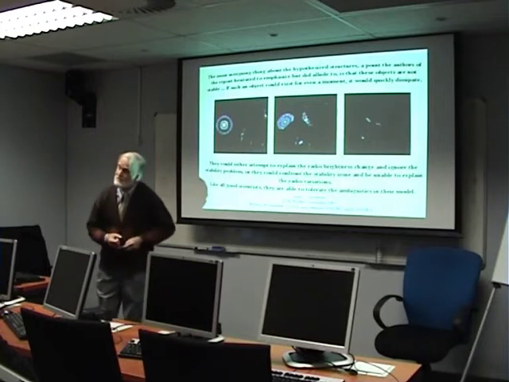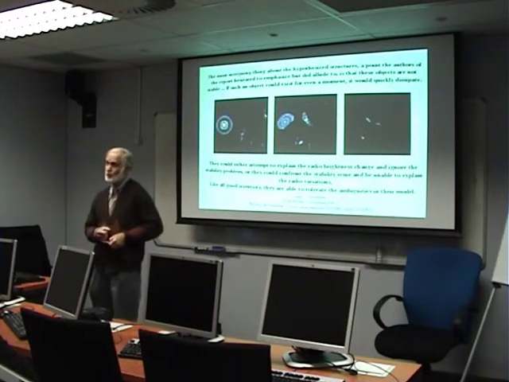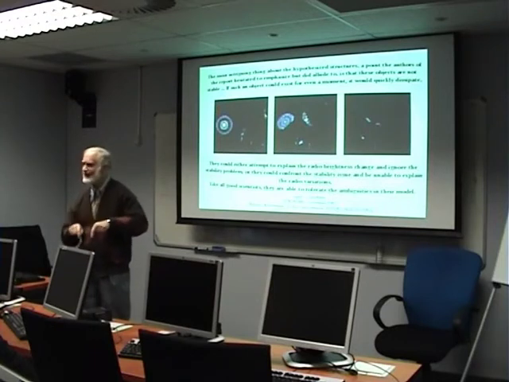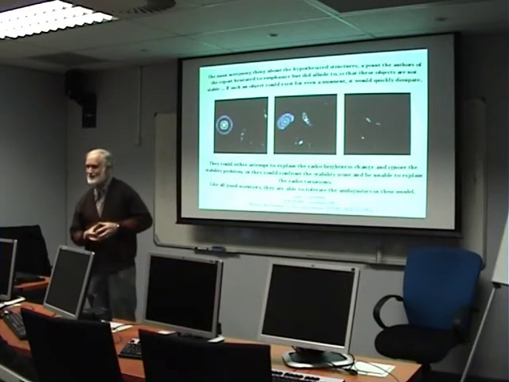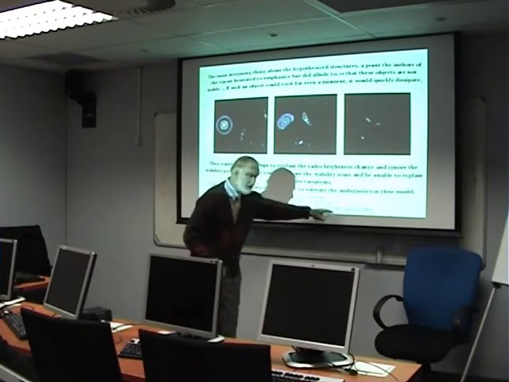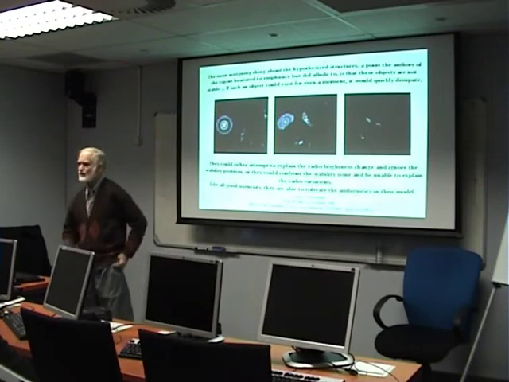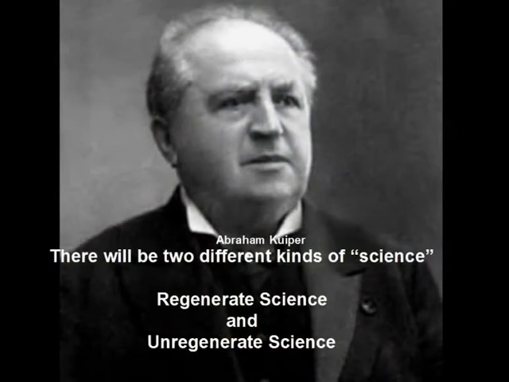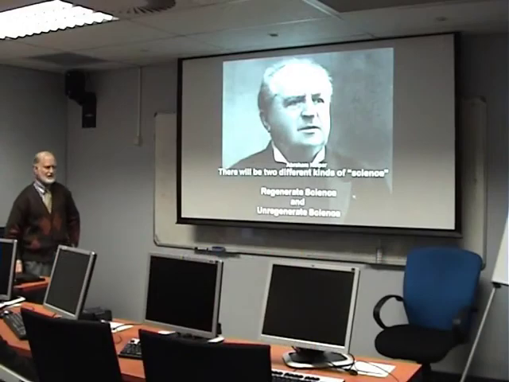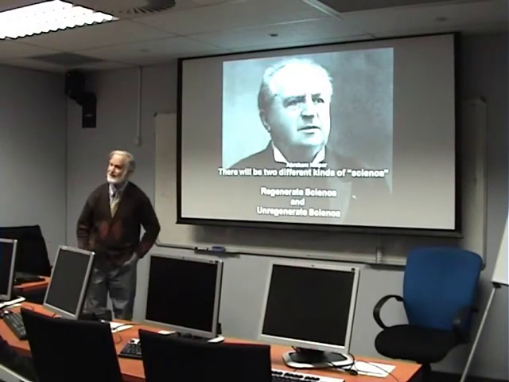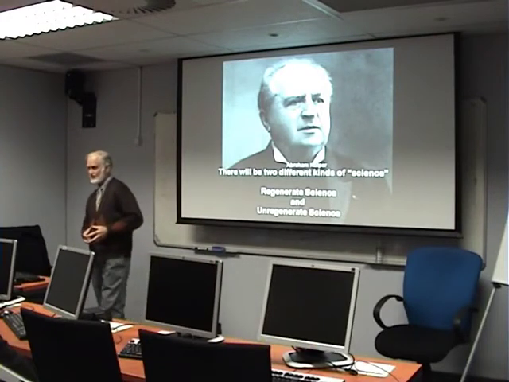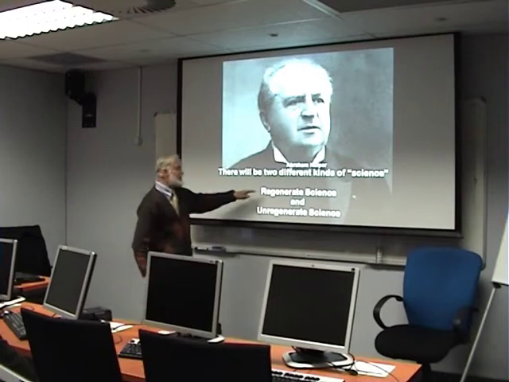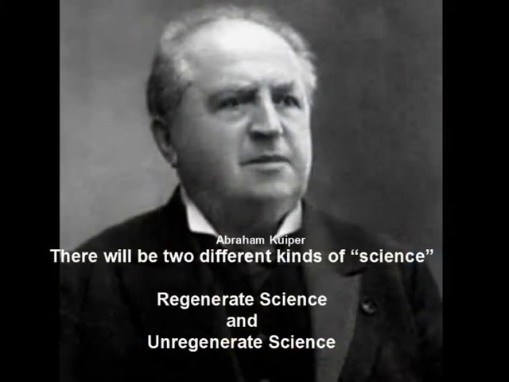The work of Newton, Faraday, Joule, Thomson, that's exactly as valid today as it was when they did it. Today, the stuff that's published in the journals, 5 years, well, forget it. Throw away science. A very famous theologian, Abraham Kuyper, made a prediction quite a number of years ago. He said there will be two different kinds of science. He could see what was happening in science. He said there will be regenerate science and unregenerate science. Nobody refers to regenerate science and unregenerate science.